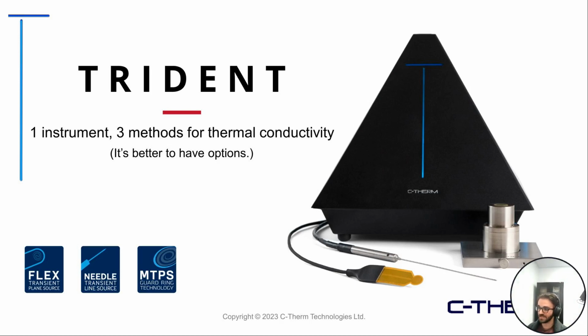The other 2, I'll just mention them so you're all aware. The one in the middle there, the needle style sensor, is called the transient line source, or TLS. And then the one on the far left is the more traditional transient plane source, or flex TPS.